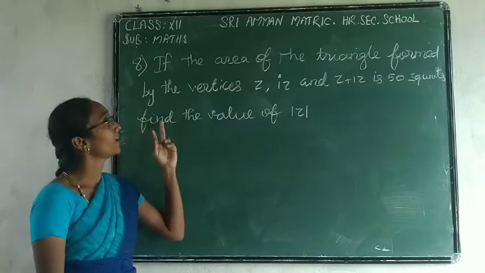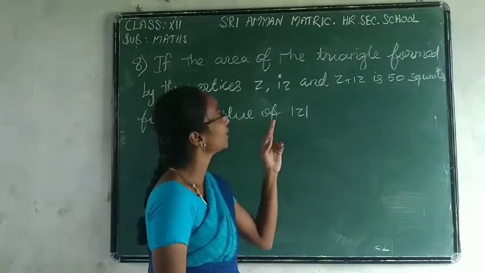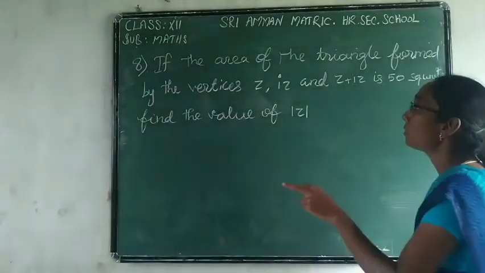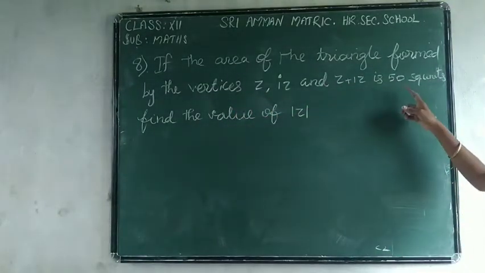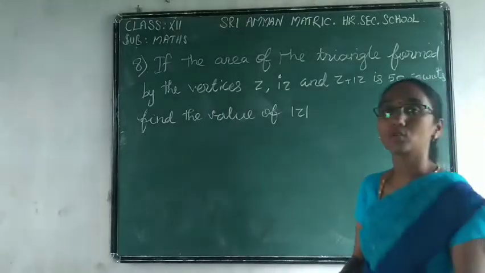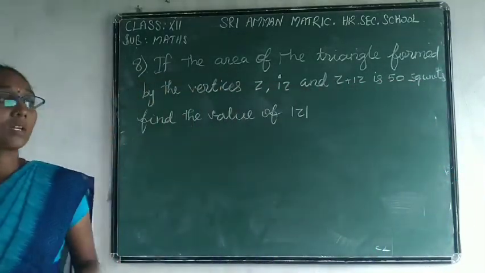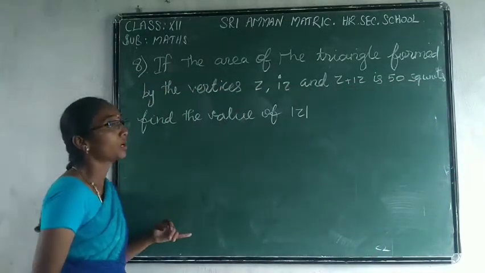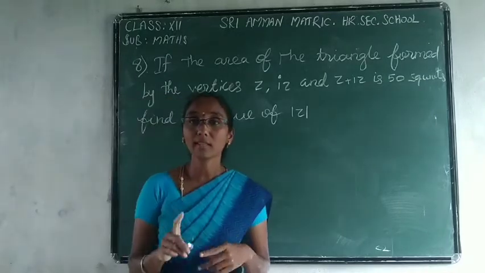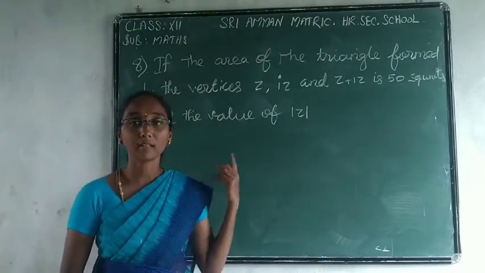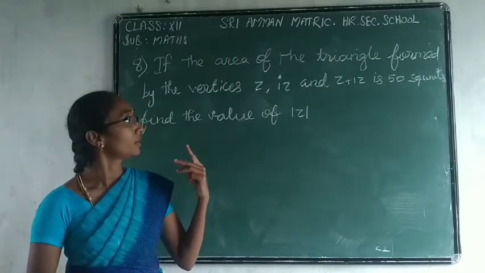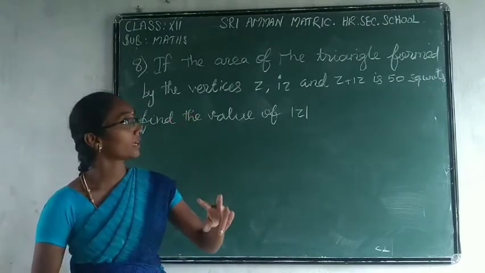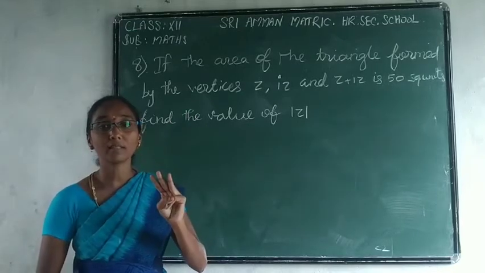Okay students, 8th question. If the area of the triangle formed by the vertices z, iz and z plus iz is 50 square units, find the value of modulus of z. First of all, listen to the question; afterwards I will say the answer. What does the question mean? The triangle has 3 vertices.